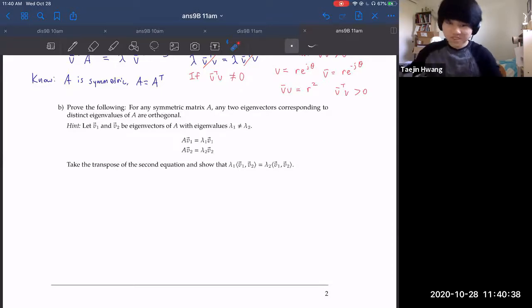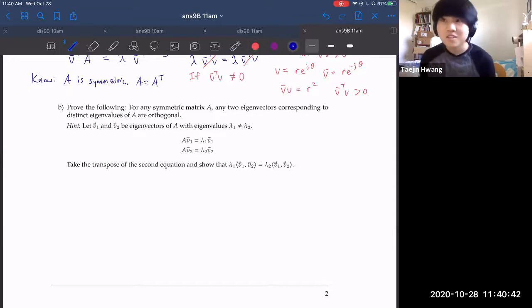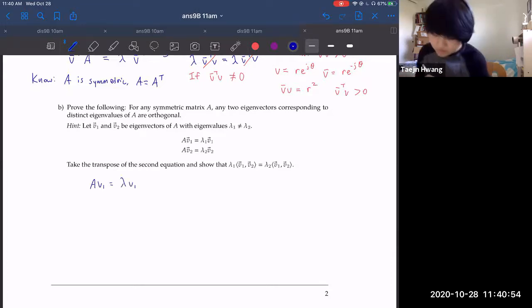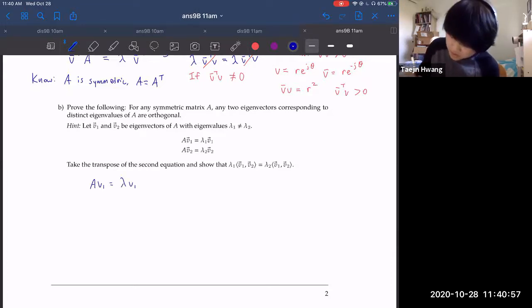All right, let's start looking at this part now. So first thing to do is always, if we're given a hint, let's try to use the hint. So we're going to start out by writing out the eigenvector eigenvalue equations. And the hint tells us to take the transpose of the second equation.